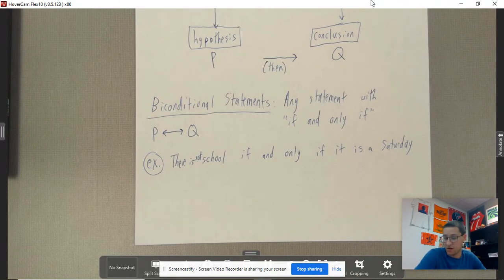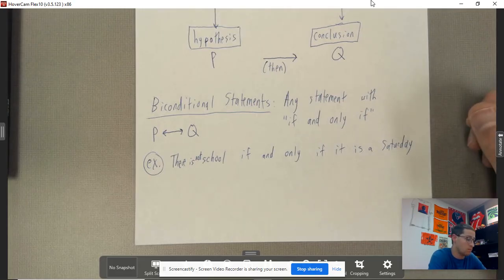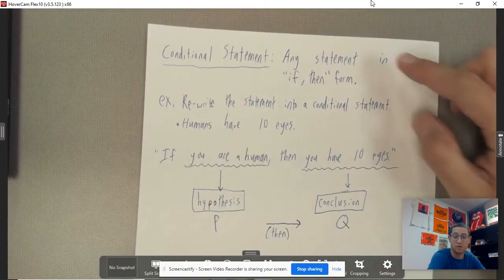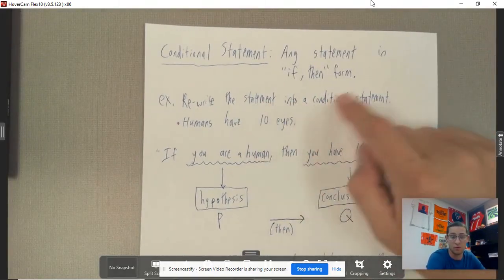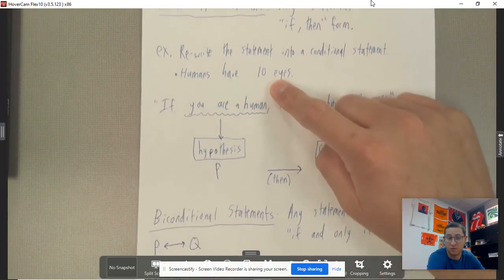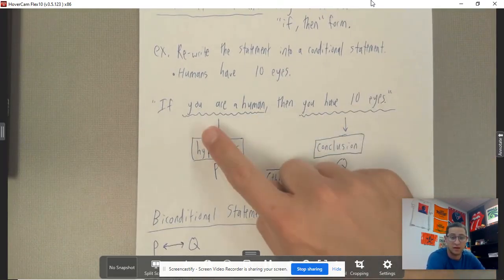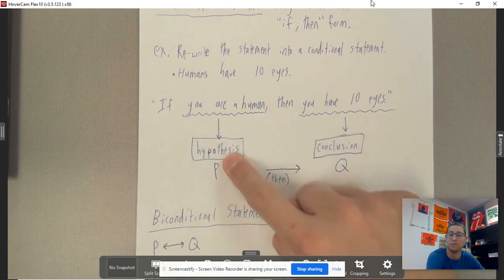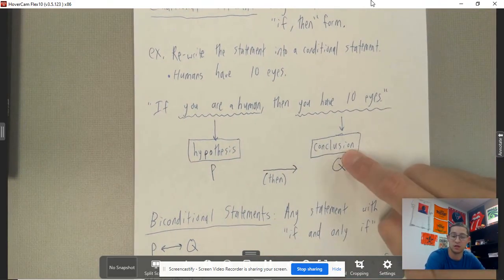So this is kind of a shorter one. A few things just to recap. You've got to think about if these statements are true or not. A conditional statement is a statement in if-then form. You can rewrite any sentence into a conditional statement form. Here's an example of that. The first part, the part after the if, is the hypothesis. The second part is the conclusion.